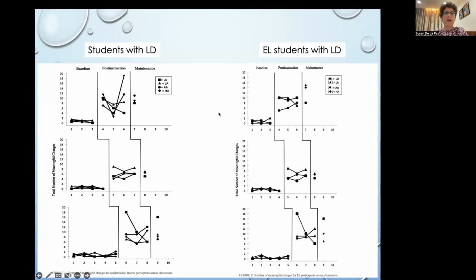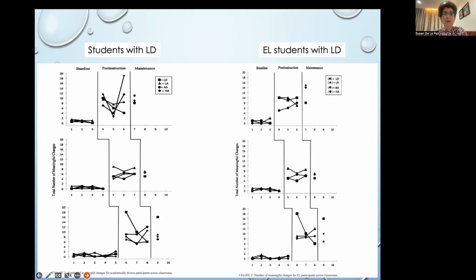But basically, on one side of the screen, you see the graph or the figure for the students with learning disabilities. And then on the other side, on my right, you see a similar graph. At least the results are similar for students who had been identified as learning English. So that was their first language. In this particular study they were either native Spanish speaking or native French speaking.